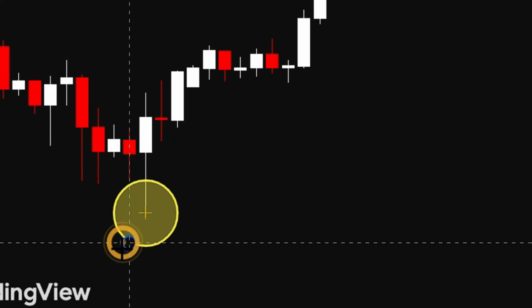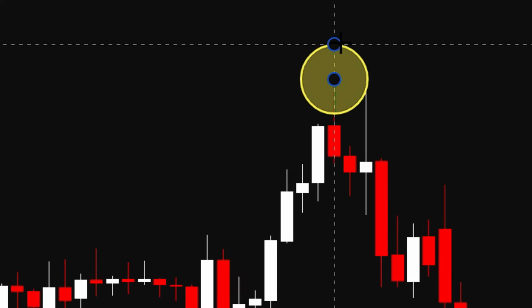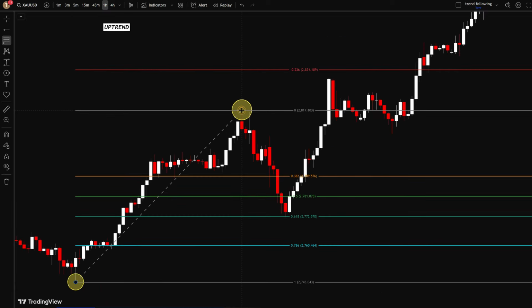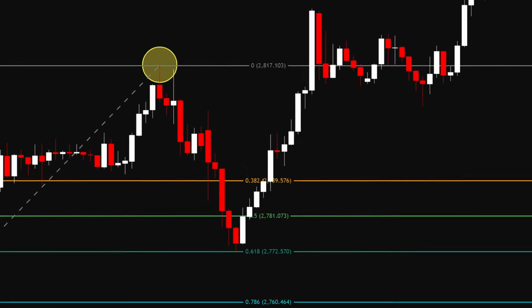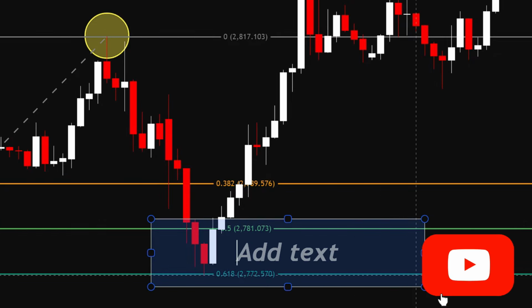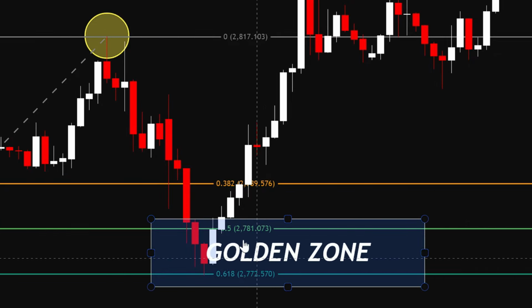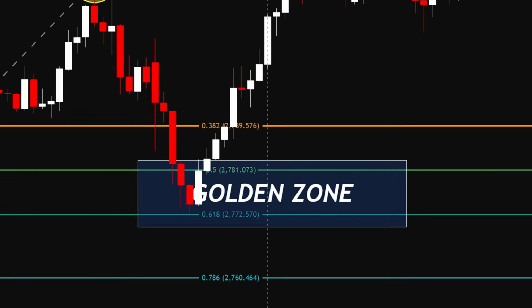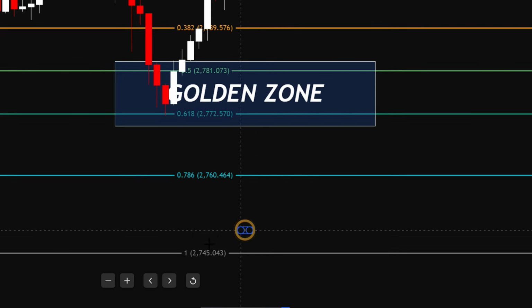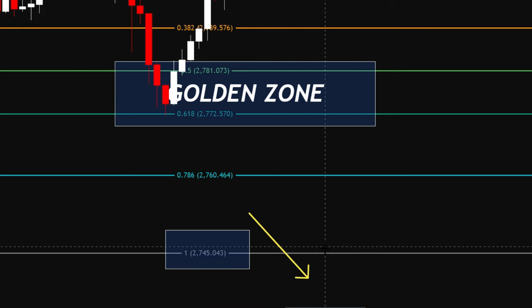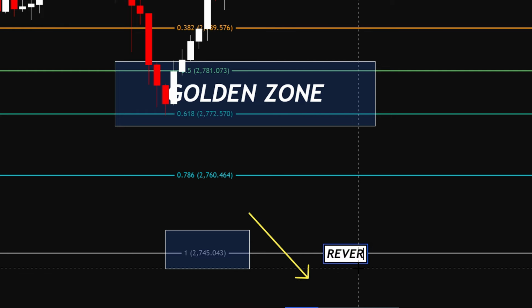always from wick to wick. That's how you get accuracy. When price starts pulling back, wait. Don't rush the entry. You want it to touch the 50 or 61.8% zone. That's your sweet spot. But if price breaks past the 100% level, that's no longer a retracement. That's a structure break. Treat it like a reversal.